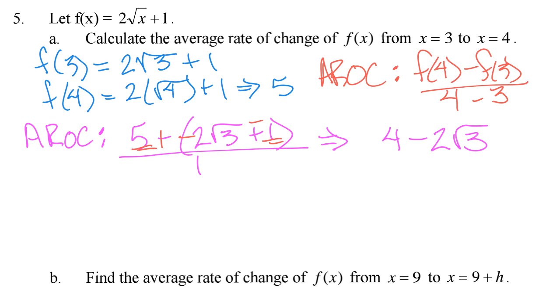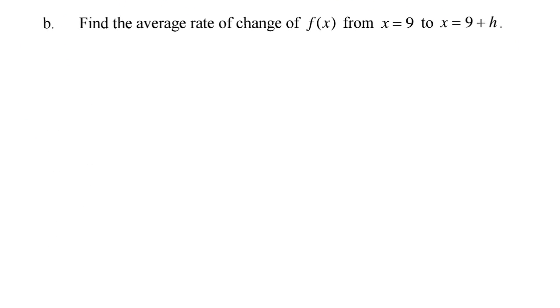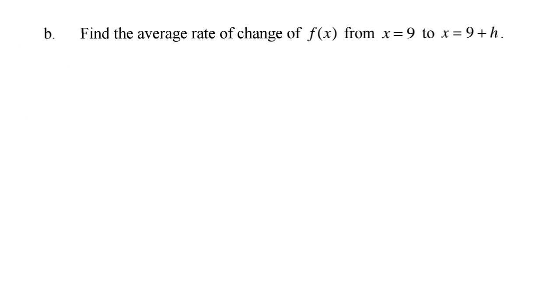And that's all they asked us for this time, was the average rate of change. So that part is done. Let's go to part B. Part B says find the average rate of change from 9 to 9 plus h. So again, let's do our parts. We're going to do f of 9. And so we're going to have 2 times the square root of 9 plus 1. Square root of 9 is 3. 2 times 3 is 6 plus 1 is 7.